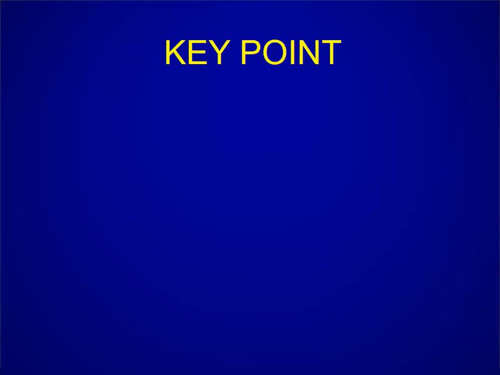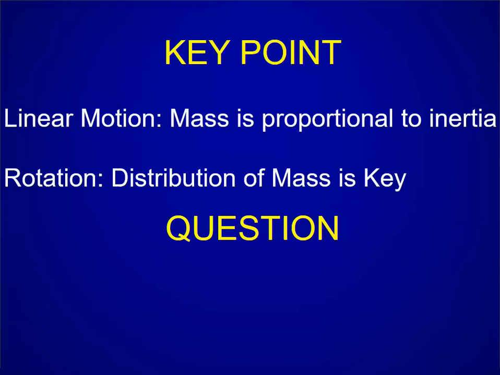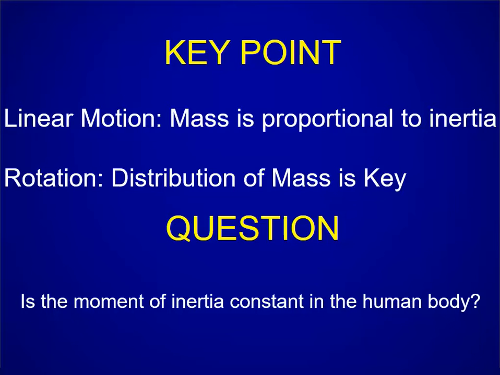Let's continue with moment of inertia and angular rotational motion. So the key point is, in linear motion, mass is proportional to inertia, and in rotational or angular motion, it is the distribution of mass that is key. So the question is: is the moment of inertia constant in the human body?